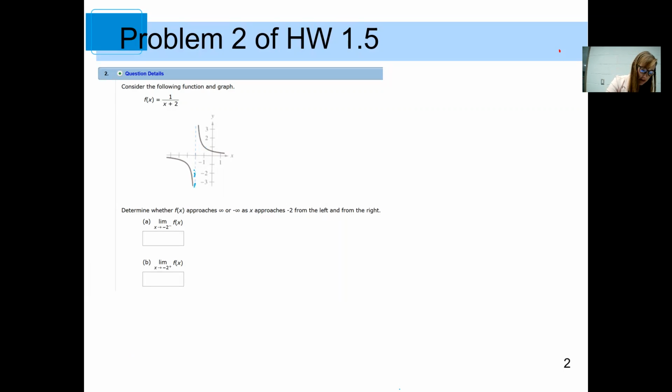This dotted line right here, this dashed line, is where x equals negative 2, and we see their function's not defined there. This first part A is asking us to find the limit as x approaches negative 2 from the left. So as I trace my graph, I can see that my f of x values are getting consistently smaller. And so they are going to approach negative infinity. Whereas if I trace the graph from the right, I see that they are approaching positive infinity. My graph is increasing without bound. So those are those two.